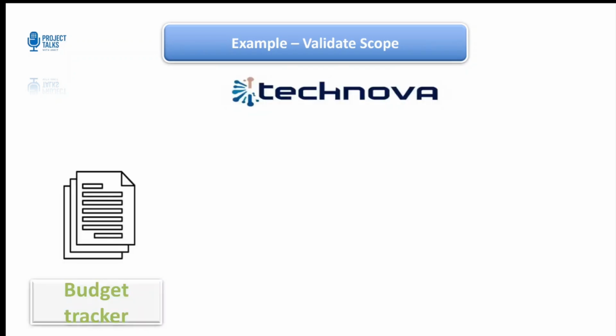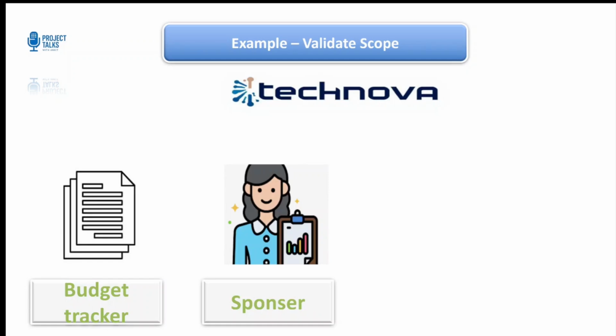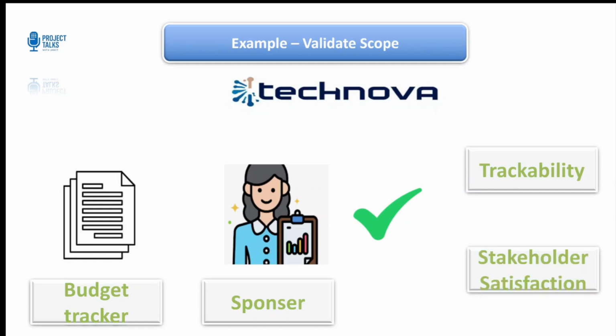Now let's understand validate scope with an example. In the TechNova app project, once the budget tracker module is delivered, the sponsor reviews it against the approved requirements and signs it off. The sign off ensures traceability and stakeholder satisfaction.